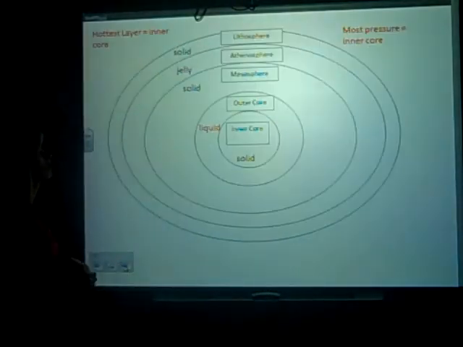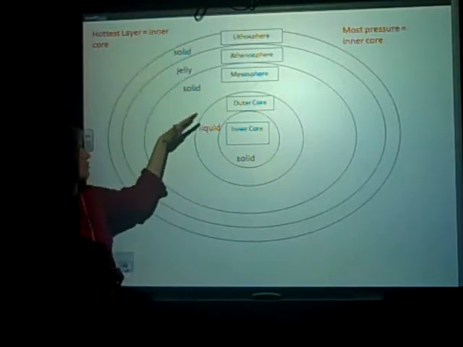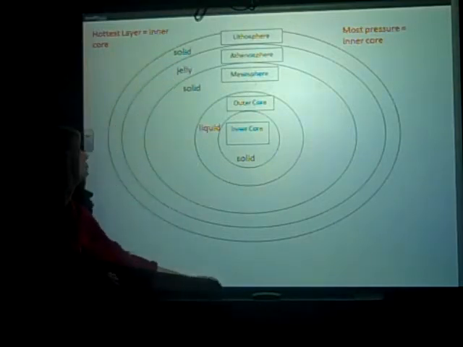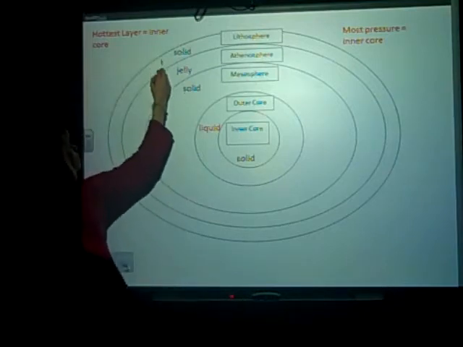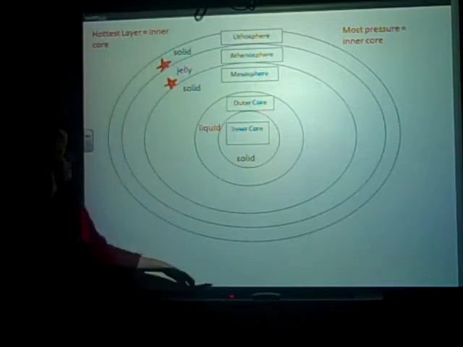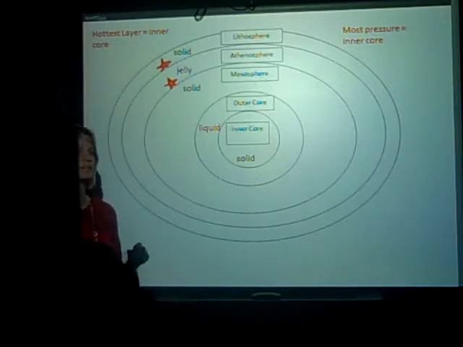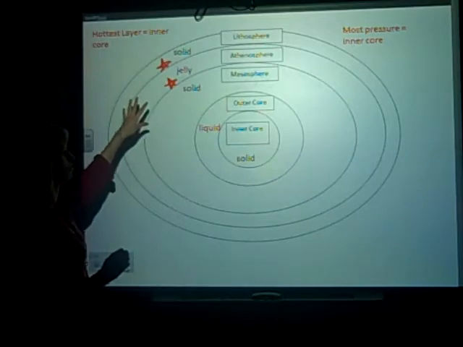Then we worked out some other layers based on temperature and pressure differences. And those layers are the lithosphere, asthenosphere, mesosphere, outer core, and inner core. The 2 most important ones for our unit would be here, that the solid lithosphere is also known as a tectonic plate. Different sections of lithosphere, almost like saying crust, are tectonic plates that float on the jelly-like asthenosphere.